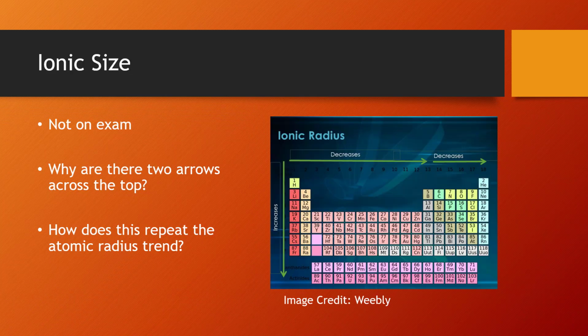It's kind of fun. Now, ionic size, this one we're not really covering on the exam, but I just want you to think this one over because you can look at the ionic radius here, and what you see is that it decreases as you go from left to right across the periodic table, with fluorine being the smallest. But then you can see 2 lines here. Why are there two arrows? Well, the first arrow represents cations. The second arrow represents anions. So that's going to be the loss of electrons and the gain of electrons. And you can see that this repeats the atomic radius trend.